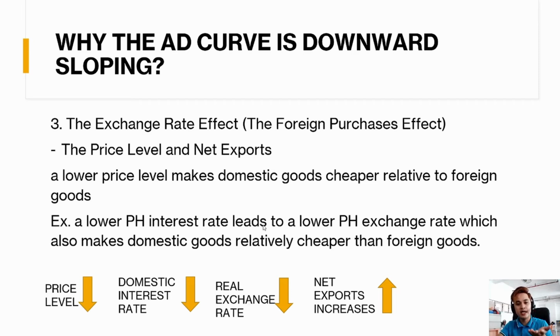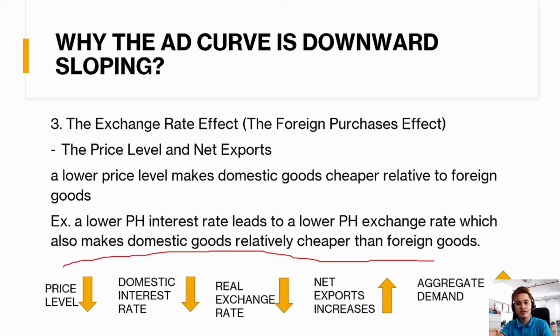Now remember ganiha sa components atong aggregate demand, tong net export, tong X minus M, if the net export will increase, that will also increase our aggregate demand. So that's another explanation why there's an inverse relationship between the price level and the aggregate demand, the exchange rate effect.